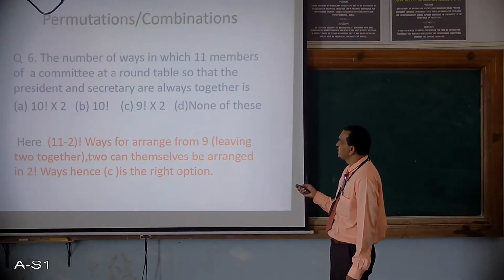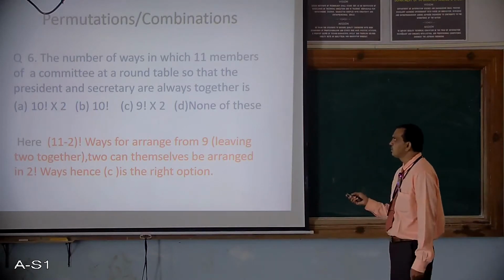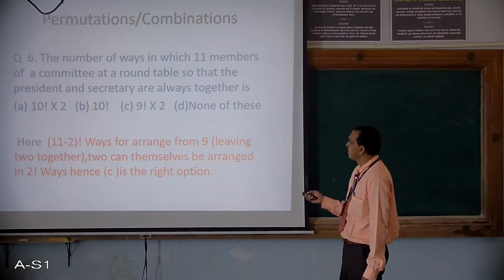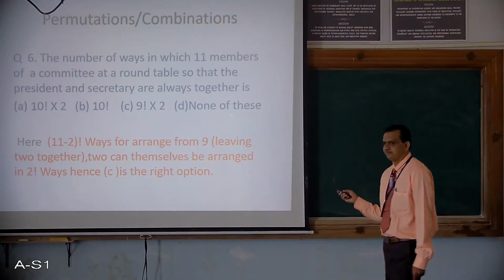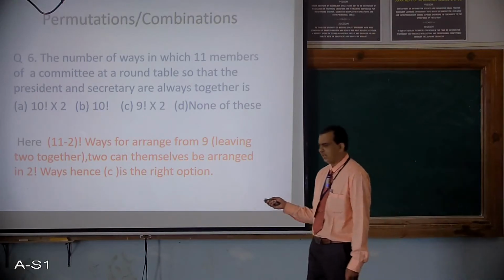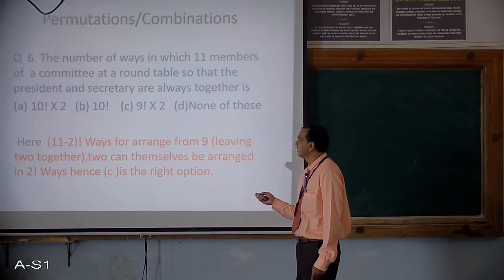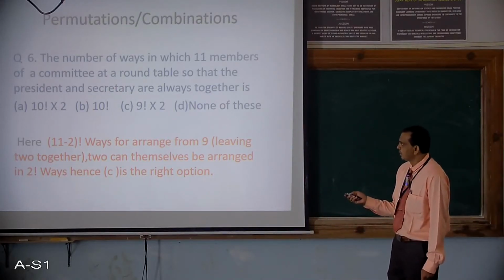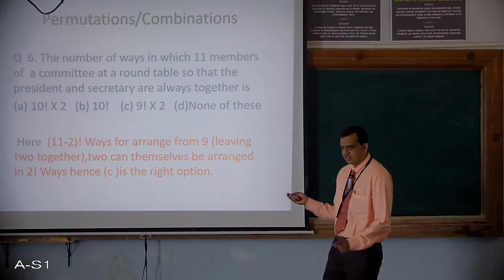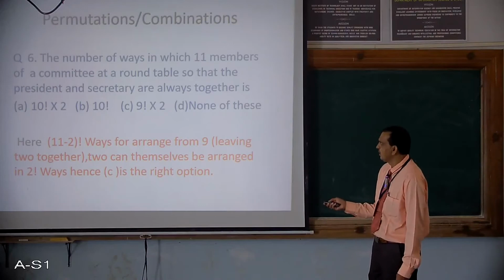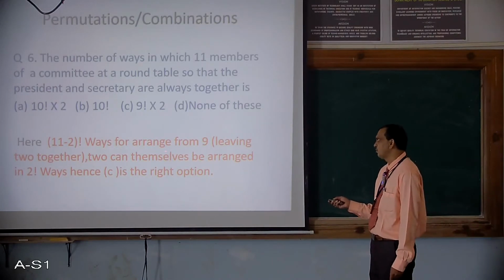So the question is: the number of ways in which 11 members of a committee at a round table are to be seated so that president and secretary are always together. So remember here, one pair is always together. You can fix them as 1, 2, and the remaining you can say 3, 4, 5, 6, 7, 8, 9, 10, 11. So first thing is the president and secretary will count as one person. Remaining you will have 9. So there will be 11 minus 2, 9 factorial ways of arranging 9.